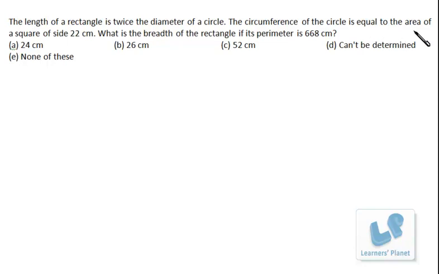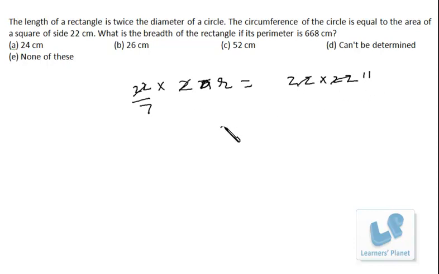First of all, circumference of the circle is equal to area of a square of side 22 centimeter. What is the circumference of the circle? That is 2 pi r, and that is equal to the area of the square of side 22. So it's 22 into 22, right? So instead of pi, I use 22 by 7. So r is 77 centimeter, right? So we got the radius of the circle.